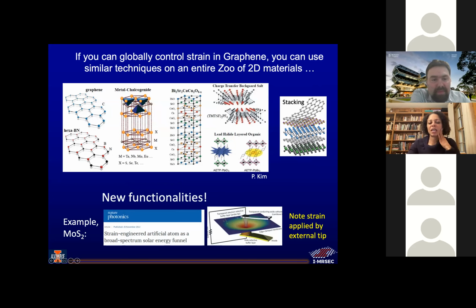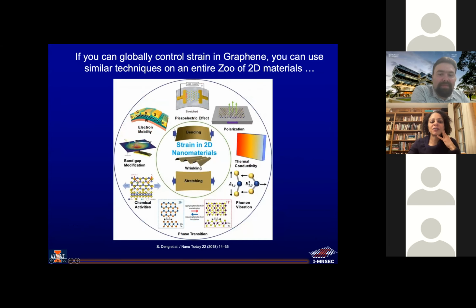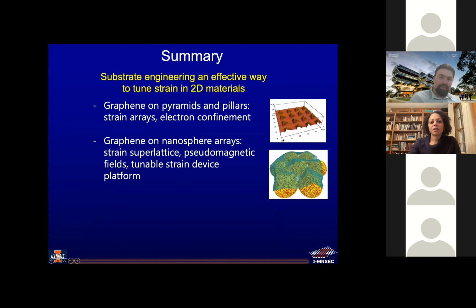This is an old paper looking at a solar funnel for molybdenum disulfide, where they applied an STM tip to the molybdenum disulfide. So imagine if you now had an array of strained molybdenum disulfide that was controllably strained, could you get better behavior or device scale behavior by doing that sort of thing? That's sort of what we're looking at now. This field of straintronics and 2D materials is a really growing and exciting field, and we think that we have a unique angle for looking at a lot of these different sorts of behaviors.